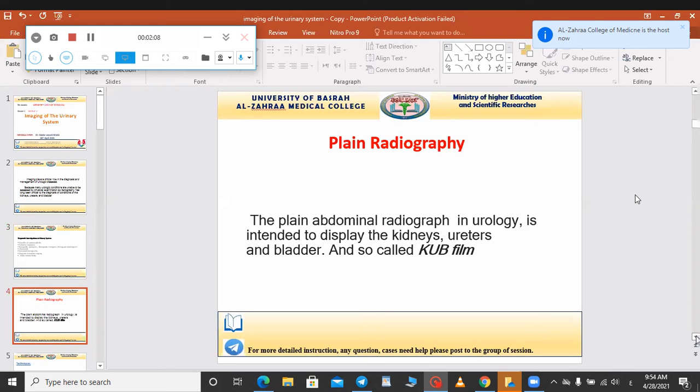First of all is the plain radiography. The plain radiography, نقصد بها هاي الأشعة السوداء العادية اللي كلكم أنتم شايفين. The plain radiography in urology, what is the aim? If you know reading plain radiography, we intend as urologists to display what? Display the kidney, display the ureter, and display the bladder. This is our organ.